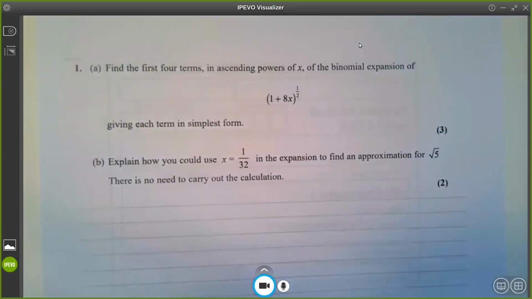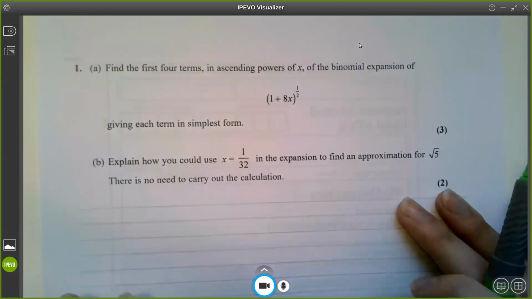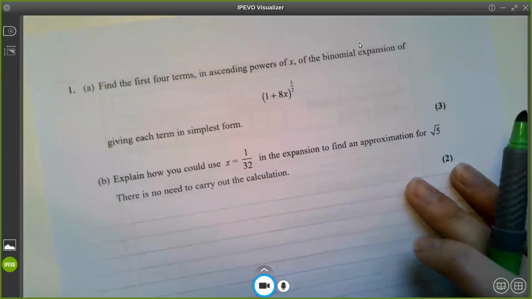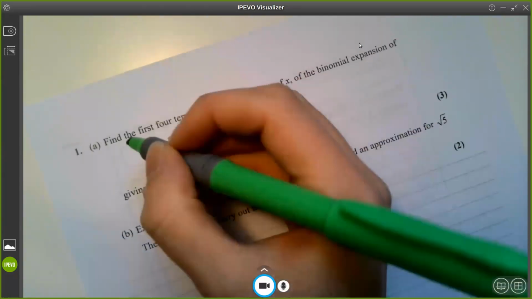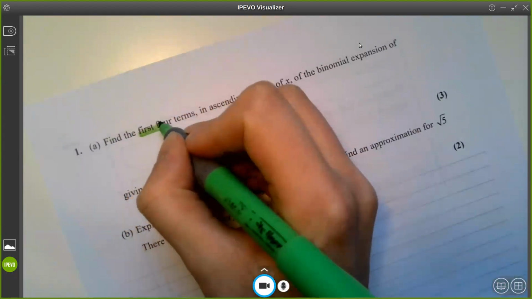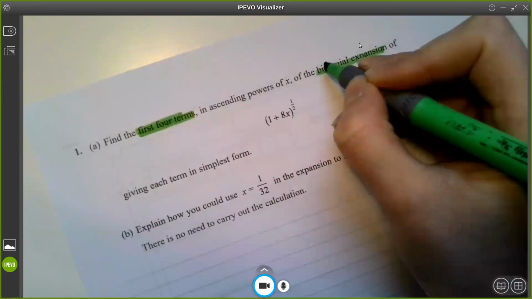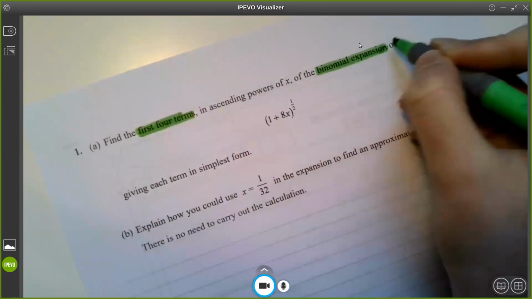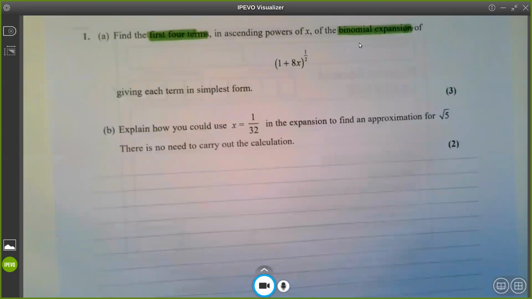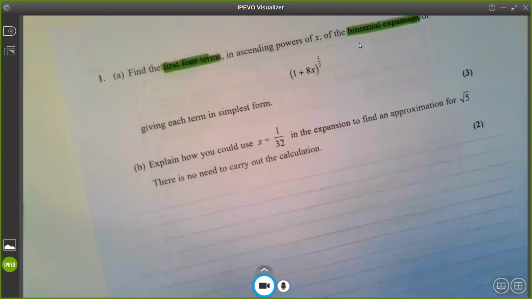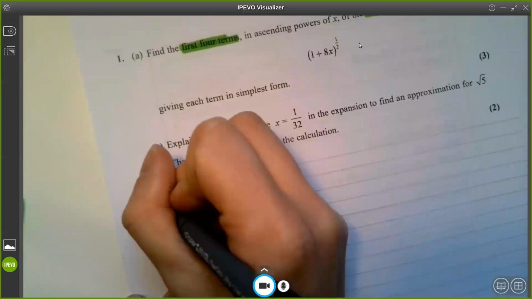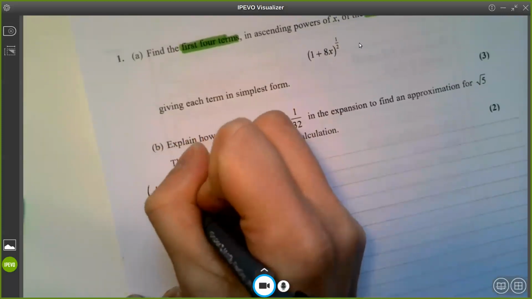So this is question 1. Find the first 4 terms in ascending powers of x of the binomial expansion of (1 + 8x)^(1/2). The important things in this question are that I'm looking for the first 4 terms and I want the binomial expansion. The binomial expansion formula is on my formula sheet, so I'm going to look at that and write it down.